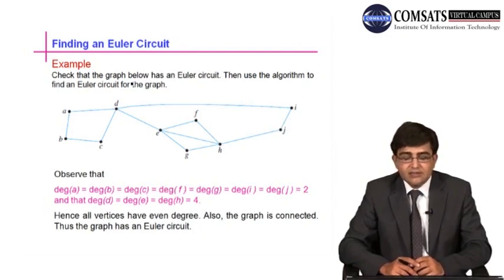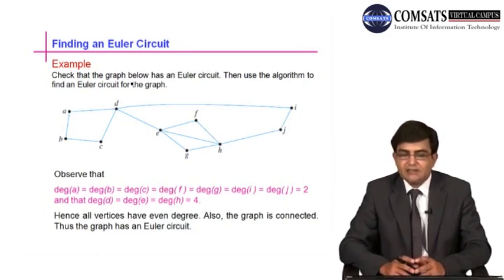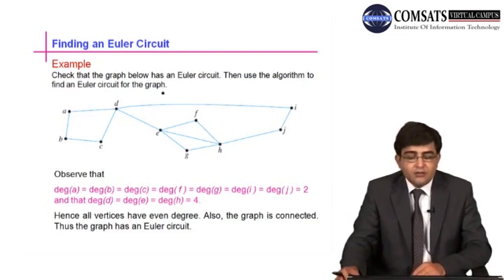we can say that this graph is connected and every vertex has even degree. We can say that there must be an Euler circuit in this graph, and we apply the algorithm which we have discussed in the previous slide. Now we apply that algorithm to find the Euler circuit. So first of all, choose any vertex in this graph. For example, A is the first vertex, so we choose A to be the first vertex.